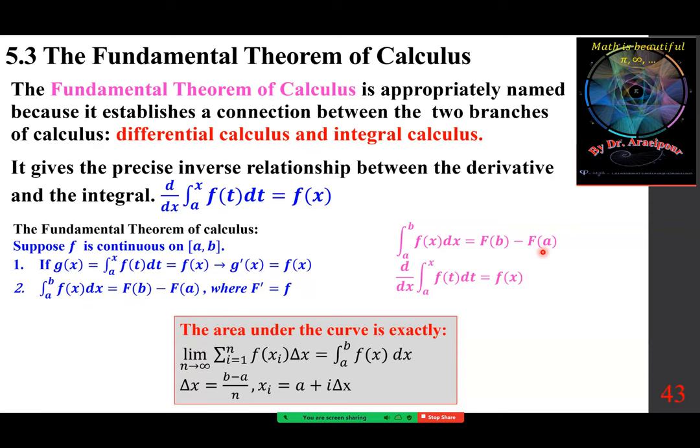That's the same thing. So in short, the integral from a to b of f of x dx, which is the definite integral, which is a number: find any antiderivative and evaluate it at the endpoints, F of b minus F of a. The difference is the answer. The derivative of the integral from a to x of f of t dt is f of x.